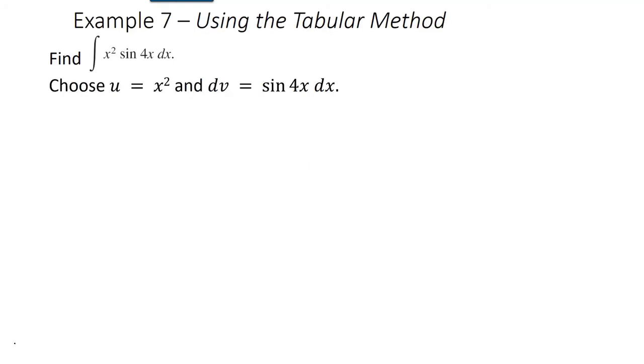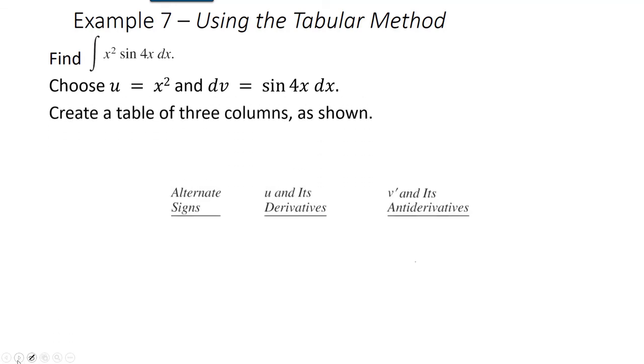So I'm going to work the same problem, x squared sine of 4x dx, and we're going to use the same u and the same dv, but we're going to organize our work in a table. So create a table of 3 columns. It's always the same. You're going to have one column with alternating signs, one column with u and its derivatives, and another column with v prime, or in other words, dv. I've been calling it dv, so let's be consistent.